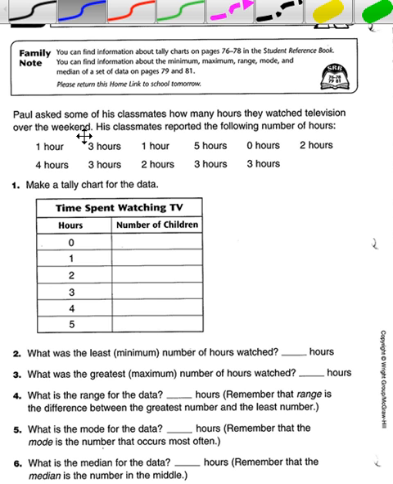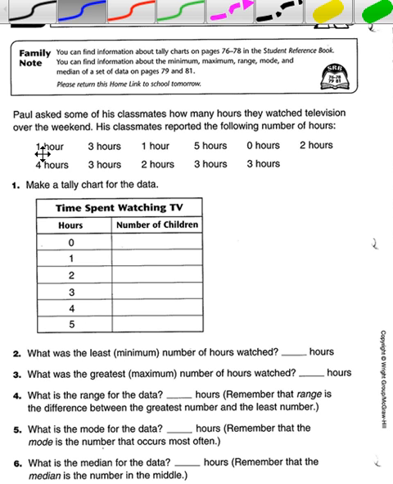The directions state that Paul asked some of his classmates how many hours they watched television over the weekend. His classmates reported the following numbers of hours: 1 hour, 3 hours, 1 hour, 5 hours, 0 hours, 2 hours, 4 hours, 3 hours, 2 hours, 3 hours, and again 3 hours. Now with that data, you are to make a tally chart for the data for number 1. The title of the tally chart is Time Spent Watching TV, and the numbers go in number order from 0 to 5. And then it asks you for a number of children.